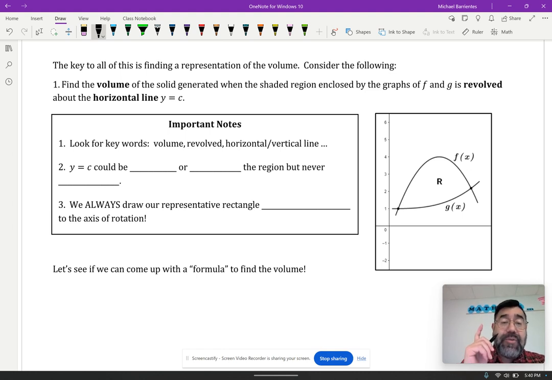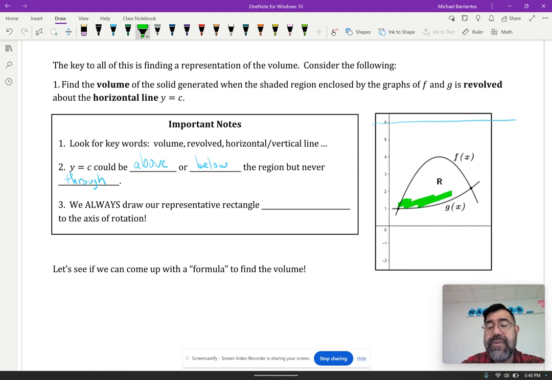If you are going to revolve it around an axis, and especially if that axis is not the x-axis, if it's another horizontal line, just remember that that line could be above the region, it could be below the region, but it's never going to be through the region, right? So I could revolve this shaded region, and I'm going to shade in the region in green here. This is the region that I'm going to revolve.